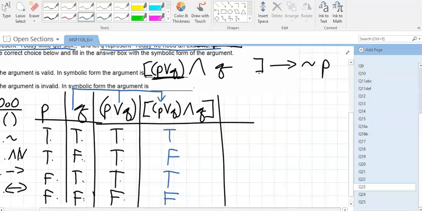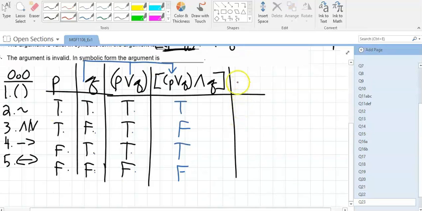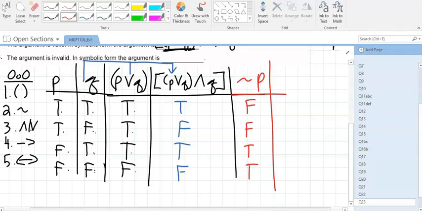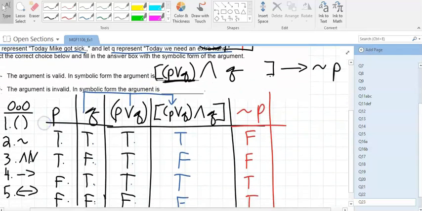So we've taken care of our brackets. Now it's time to start working outside of that. So outside of my brackets, my parentheses, do I have any negations? Yes. Well, that goes to negate P. So, and that goes false, false, true, true. So do I got any ands or ors on the outside now? Nope. Do I have a conditional?